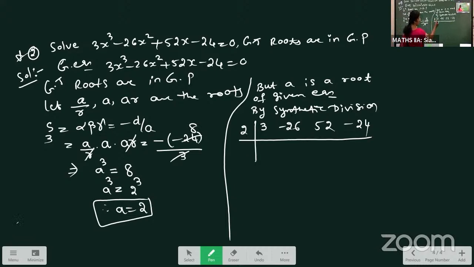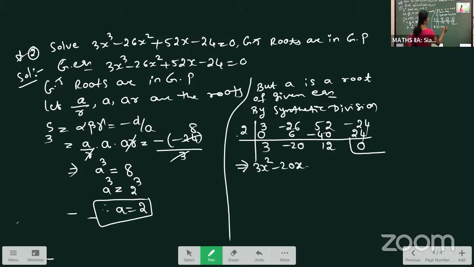As I said, always put 0 in the first place. Add them: 3 plus 0 is 3. Multiply again: 2 into 3, 6. Minus 26 plus 6, minus 20. Multiply 2 into minus 20, minus 40. 52 minus 40, 12. 2 into 12, 24. Definitely the last place will be filled with 0 only. Now the coefficients are for x square, x and constant. This can be written as 3x square minus 20x plus 12 is equal to 0.